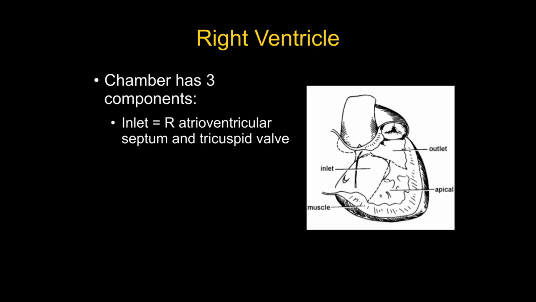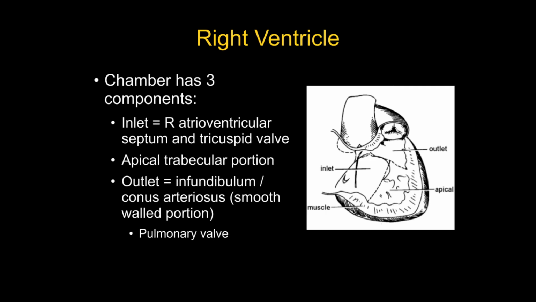Now, as I mentioned, just showing you here the right atrioventricular septum, which separates the right ventricle from the right atrium, as represented by the tricuspid valve, the apical portion, and the outlet portion. So the conus, what used to be the conus arteriosus, which is now the smooth part of the right ventricle, has the pulmonary valve leading to the pulmonary artery.